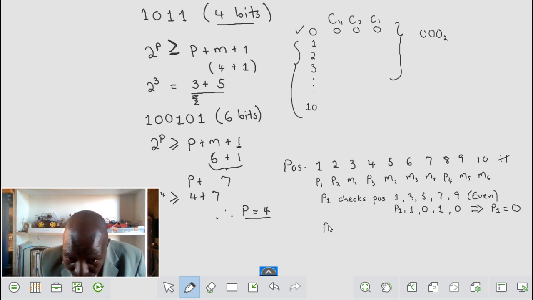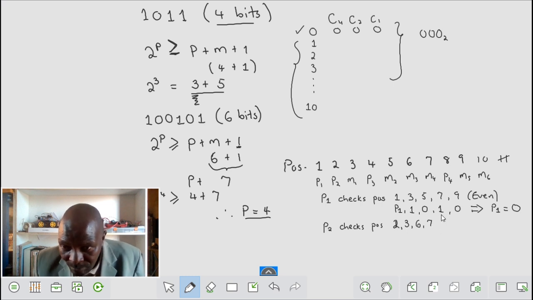Now P2 checks all the positions with the what? With a 2. This is the 2 itself. 3 is 2 and 1. 4 has no 2. 5 has no 2. 6 has a 2, 4 and 2. 7 is 4, 2, 1. Then 8 has no 2. 9 has no 2. But 10 is 8 and 2. So 2, skip 2, 4 and 5. 2, skip 8 and 9. Well, that will then have to be even.